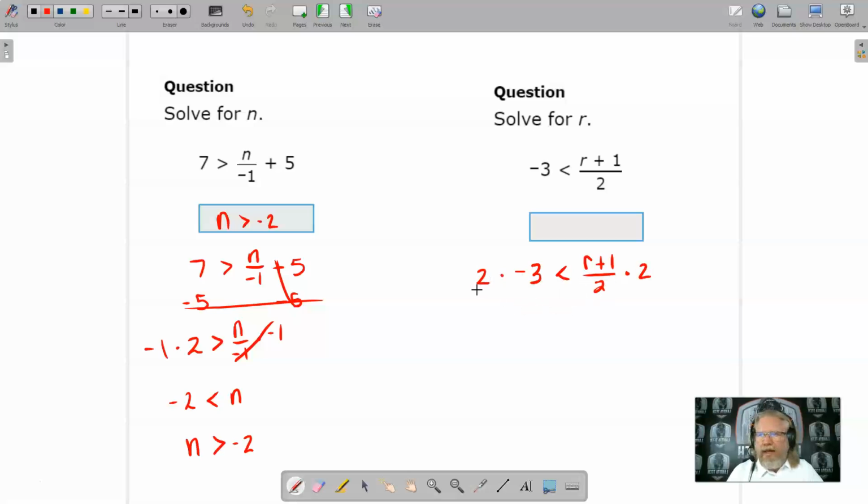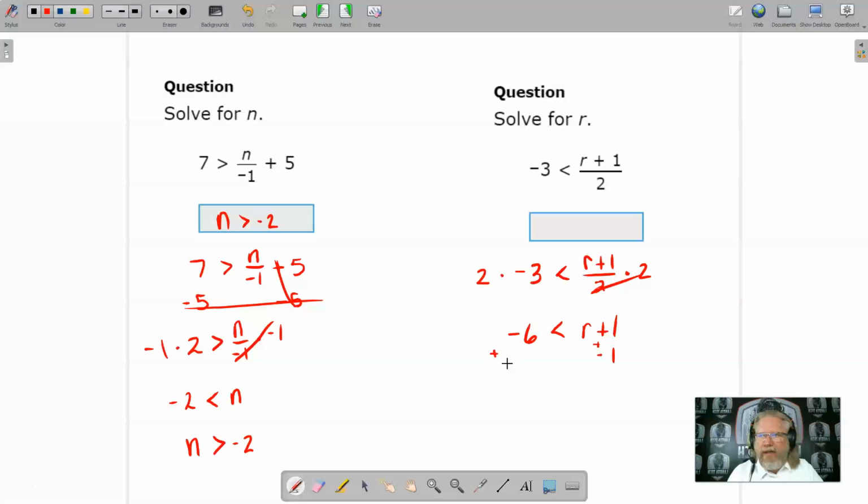Whenever we do that, 2 times negative 3 is negative 6. And we multiply by a positive, so be careful, do not flip the sign. That was a positive 2. The 2's cancel each other, and I end up with r plus 1. Now I've got the 1 tied to the r through addition. We're going to use the opposite, subtraction. We're going to subtract the number we want to get rid of, so we're subtracting 1, which is the same as plus negative 1.